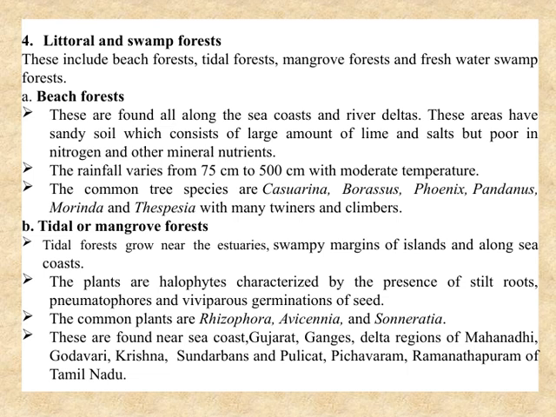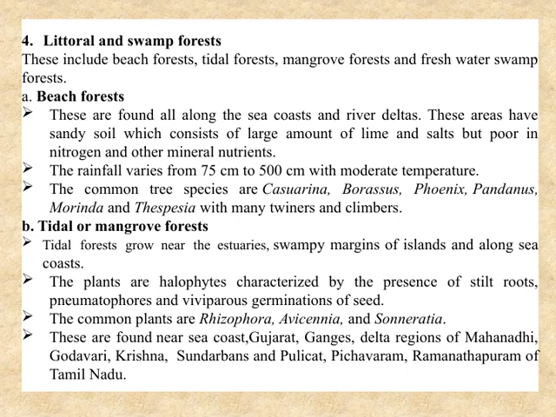Moving on to tidal or mangrove forests, these are usually found near estuaries, swampy island margins, and along sea coasts. The plants here are specially adapted to salty conditions and are known as halophytes. They have unique features like stilt roots for stability in soft soils, pneumatophores that help with gas exchange in waterlogged soils, and viviparous seed germination, meaning the seeds start to grow while still attached to the parent plant.